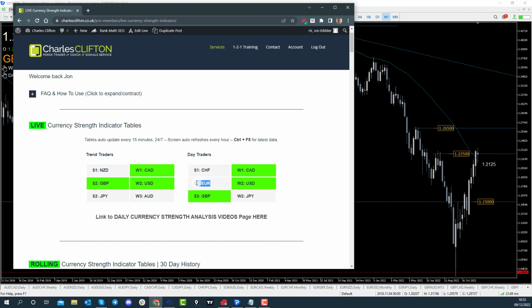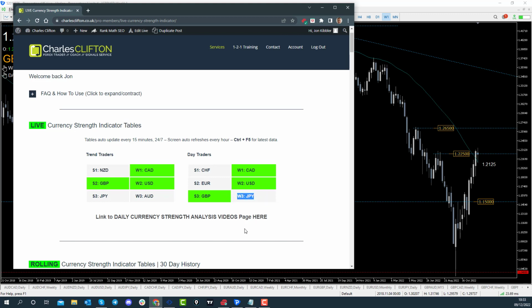On the day trader side of things, however, we have the Swiss franc as the strongest currency, followed by the euro as the second strongest currency, followed by the pound as the third strongest currency. On the weak side, we have the Canadian dollar as W1, topping the weak side of the table again, and then it's followed by the US dollar again at W2, followed by the Japanese yen.